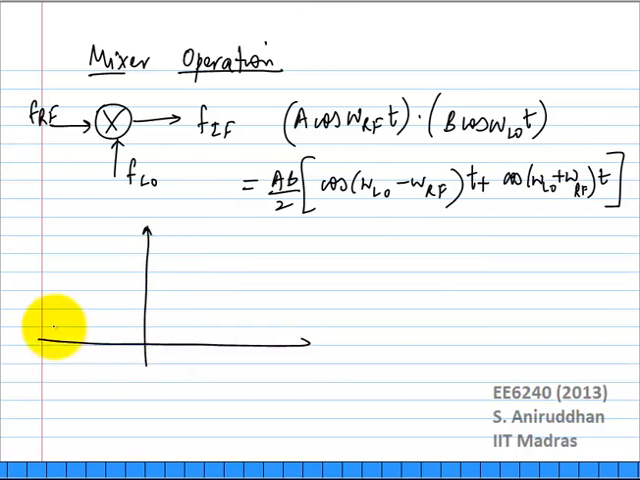So let us say I originally had my signals like this. These are my two signals at the input. What I am doing is multiplying it with this in the time domain. So in the frequency domain, what am I doing? I am doing a simple convolution.